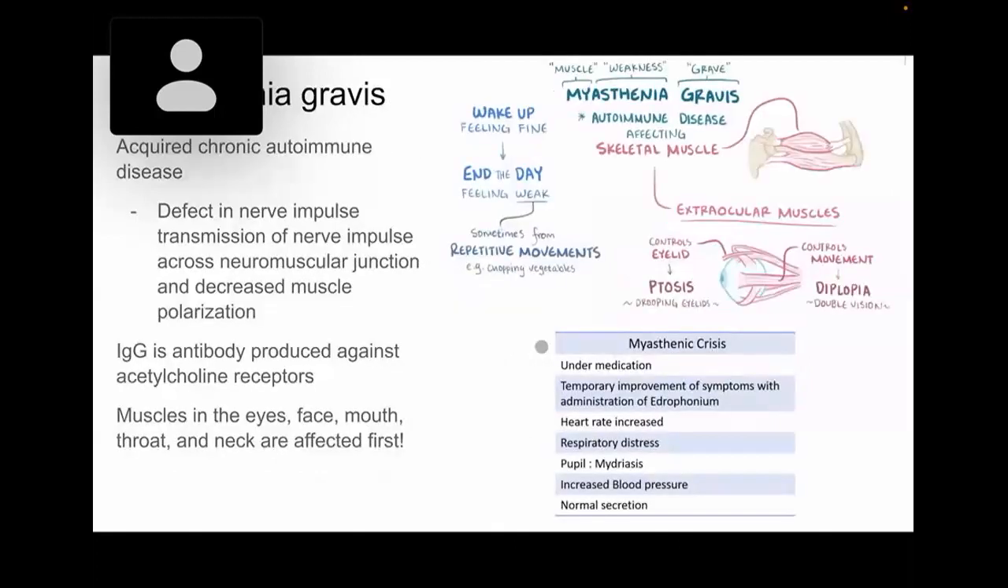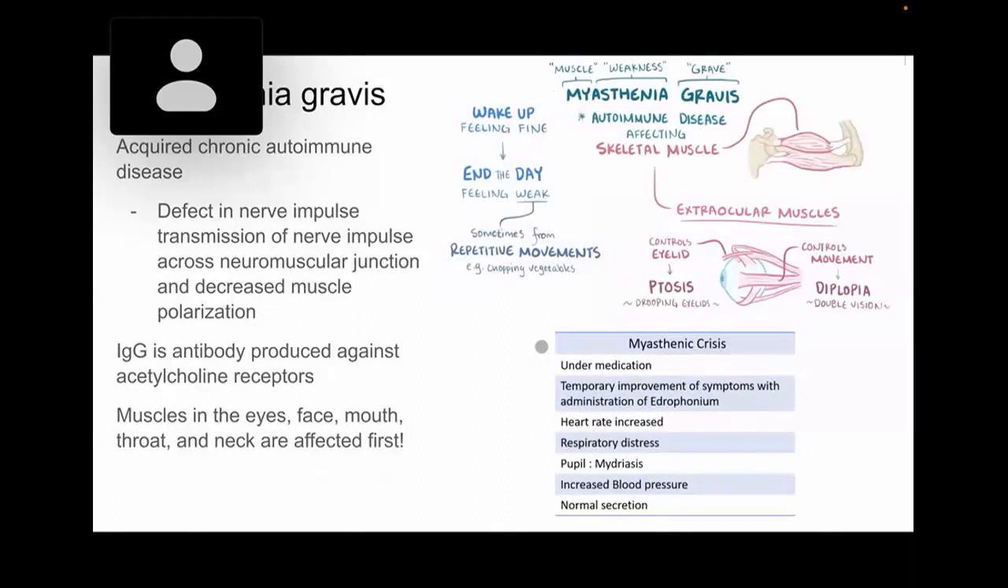All right, and I believe the last slide I have for you guys is myasthenia gravis. This is MG. It's an acquired chronic autoimmune disease. Essentially, what happens is that we're having an issue with nerve impulses. Essentially the body has kind of messed up its way of, how do I best describe this?